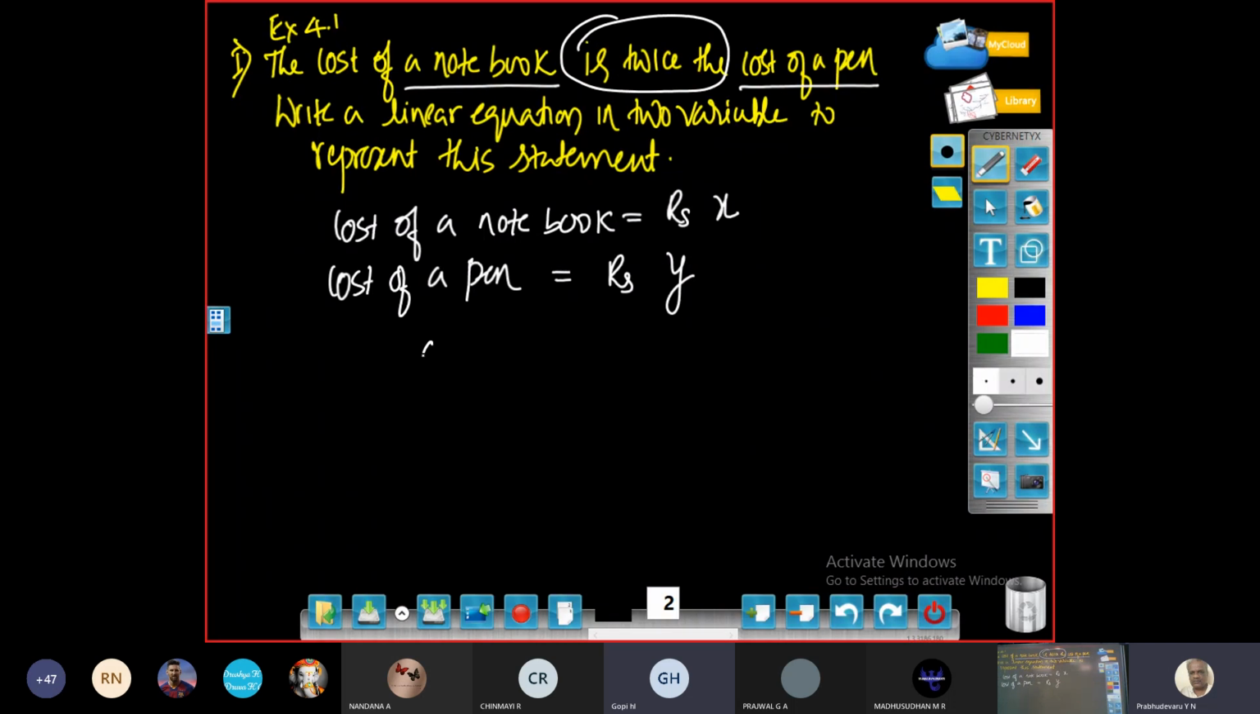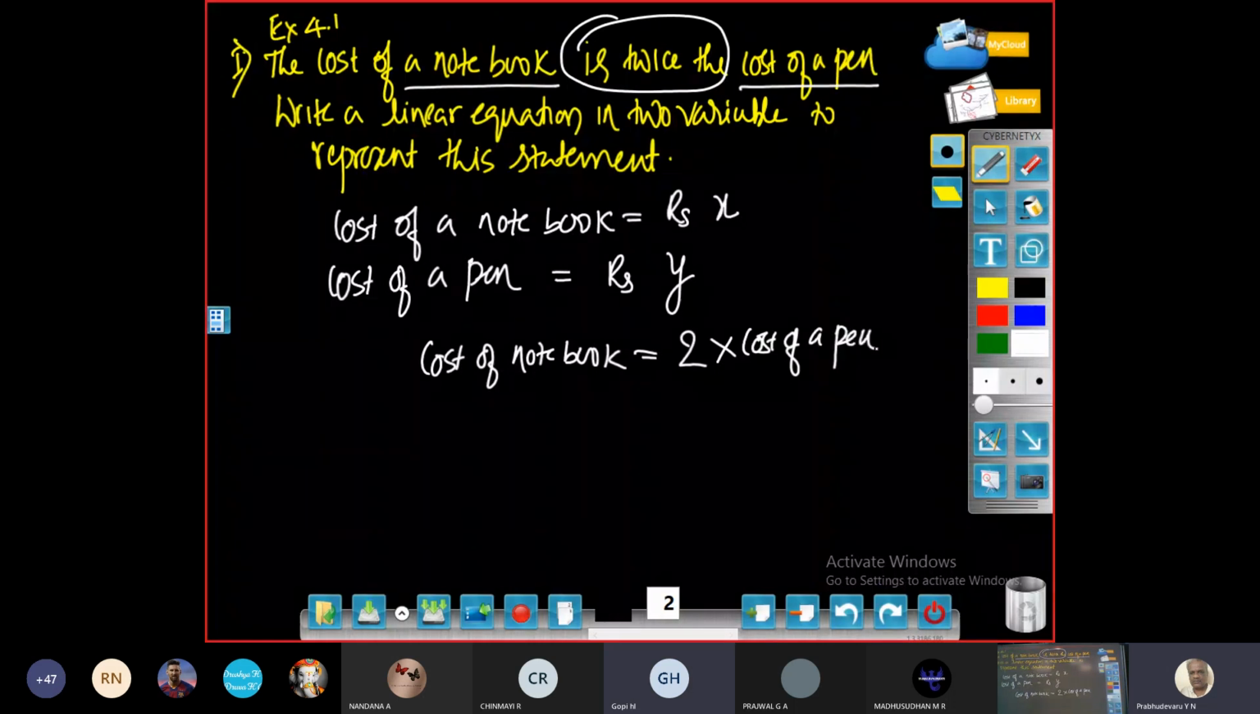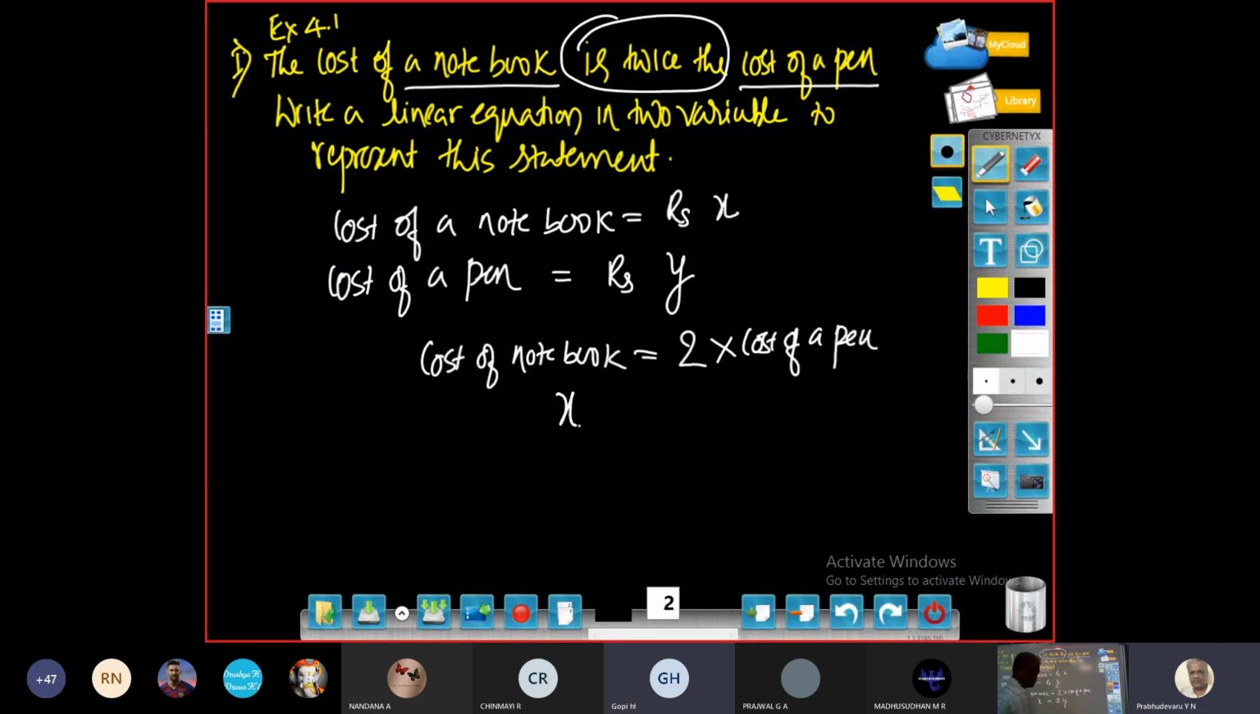So what is the meaning? The cost of a notebook is equal to twice, meaning 2 times the cost of a pen. So this is the equation we are having, the relation between the notebook and a pen. One notebook is X, X is equal to 2 into Y, the cost of a pen.